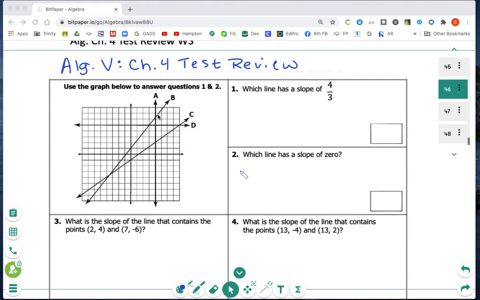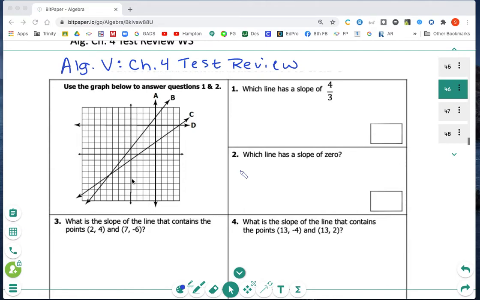So what I'm going to do is take a look at these 4 lines that are on the graph. I'm going to find the y-intercept of each of the lines, and I'm going to count 4 up and 3 to the right and see if I can find the line. So I'm going to start with line C. I'm going to go up 4, 1, 2, 3, 4, to the right 3, 1, 2, 3. So I'm not on line C. I'm going to go ahead and try line A.